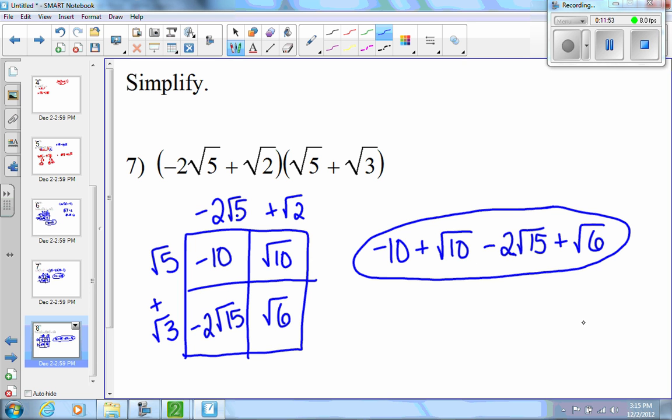So you can see how what we did with polynomials can be applied to what we're doing with square roots. You can use the same process, so that should make it so it's really not that difficult.